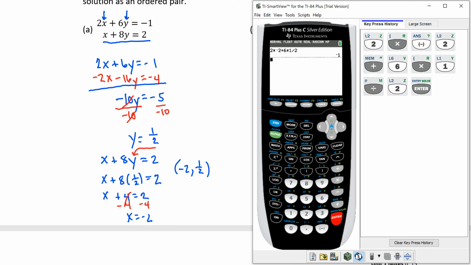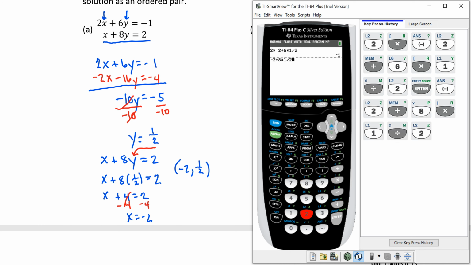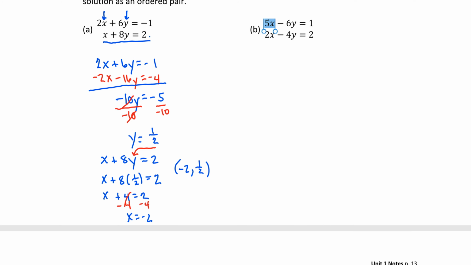Now I'm going to plug it into the second equation. The second equation is x plus 8y equals 2. So we're going to evaluate x, which is -2, plus 8 times y, which is 1/2, and the result is 2. And that's what we had on the other side of our equation. So now we're confident that -2, 1/2 is the ordered pair solution of those two lines. What does that mean graphically? If I were to sketch the graph of those two lines, they would intersect in the ordered pair -2, 1/2.